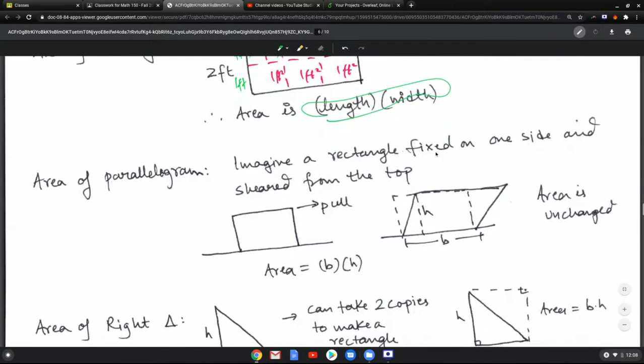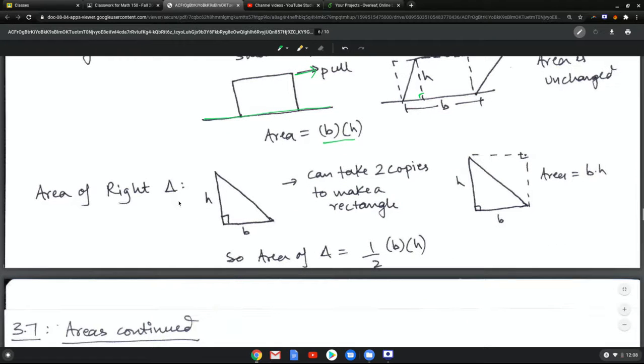Area of a parallelogram. Now let's say you start with this rectangle and you fix it with a clamp, and then you shear it from the top. So you pull it to the right. What's going to happen is you're going to get the shape, which is a parallelogram. But what about the area? The area is unchanged because you did not add any new material. So the area is also base times height. Same as rectangle, except in this case the height has to be measured perpendicular.